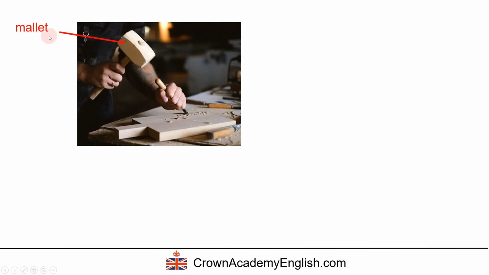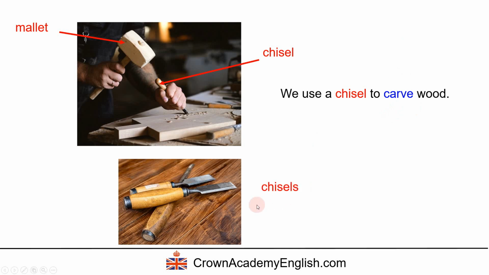This is called a mallet. Mallet. A mallet is a large hammer, so the head is larger than just a normal hammer, and a mallet is usually made out of wood or sometimes rubber. And this is a chisel. Chisel. And we use a chisel to carve wood. To carve wood. So again, in blue, this is a verb. And here is a photograph of some more chisels, some different types of chisels.